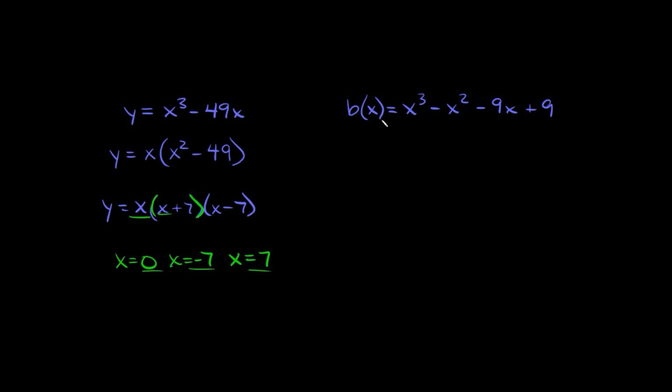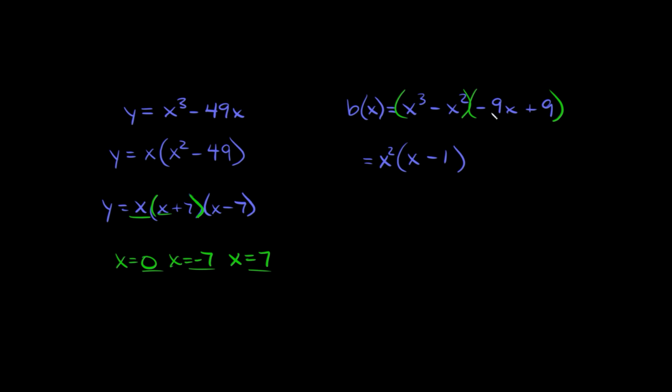Okay, and lastly, here we have b of x is equal to x cubed minus x squared minus 9x plus 9, right? One way we can factor this is by grouping. Okay, so we're going to take the first two terms right here and factor that, and then group these last two terms and factor those, okay? So these first two, x cubed minus x squared, we can factor out an x squared from each of them. So then this is going to be equal to factoring out an x squared, right? So then here we're just going to be left with x minus 1.